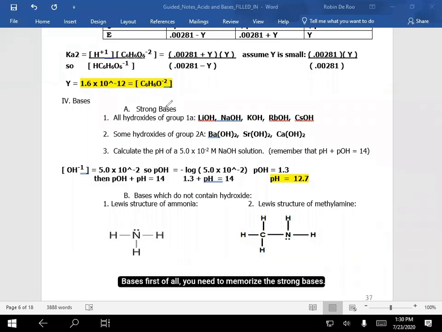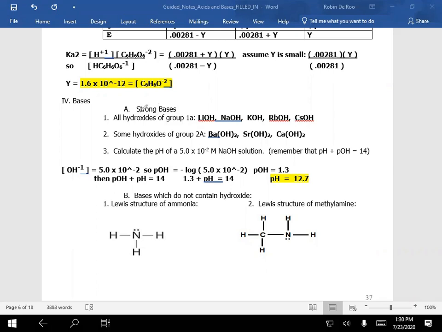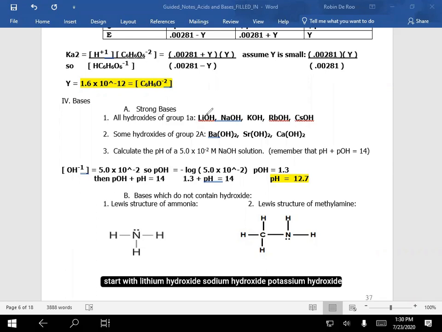Bases. First of all, you need to memorize the strong bases. All hydroxides of group 1A are strong bases. So you just need to look at the periodic table, and you would start with lithium hydroxide, sodium hydroxide, potassium hydroxide, rubidium hydroxide, cesium hydroxide. So that is from group 1A, and these are strong bases.